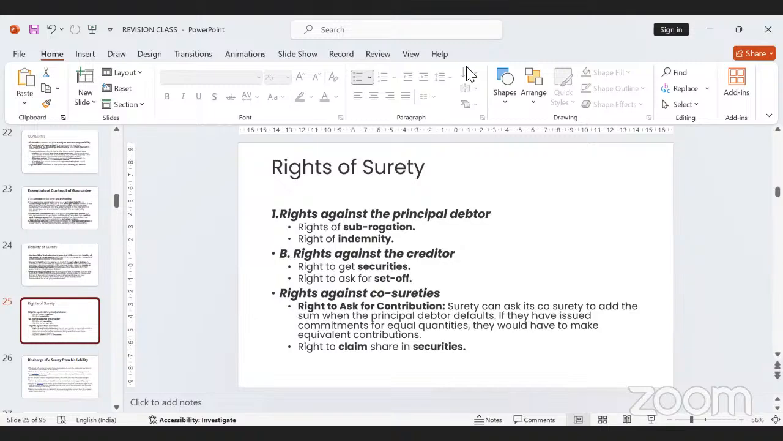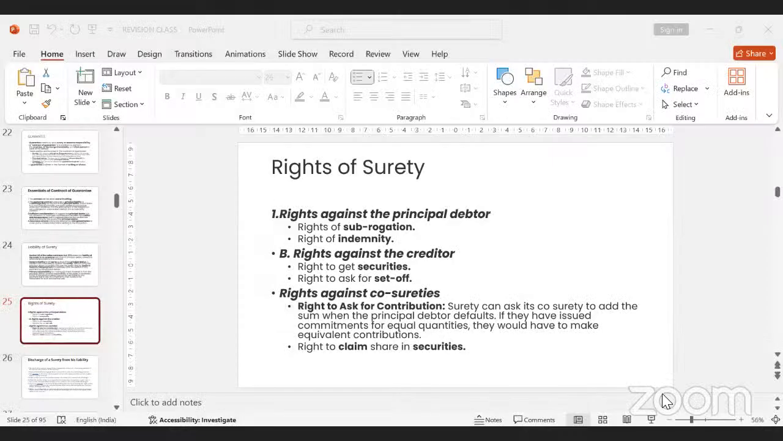So in this example, I have borrowed 1 lakh rupees from SBI. I am not paying the money. Now, because I'm not paying the money, what did SBI do? SBI asked my friend to pay that 1 lakh rupees. The moment my friend has paid that 1 lakh rupees, my friend will become a creditor. From surety, my friend will now become a creditor. And whatever rights a creditor has, all those rights now my friend will get.